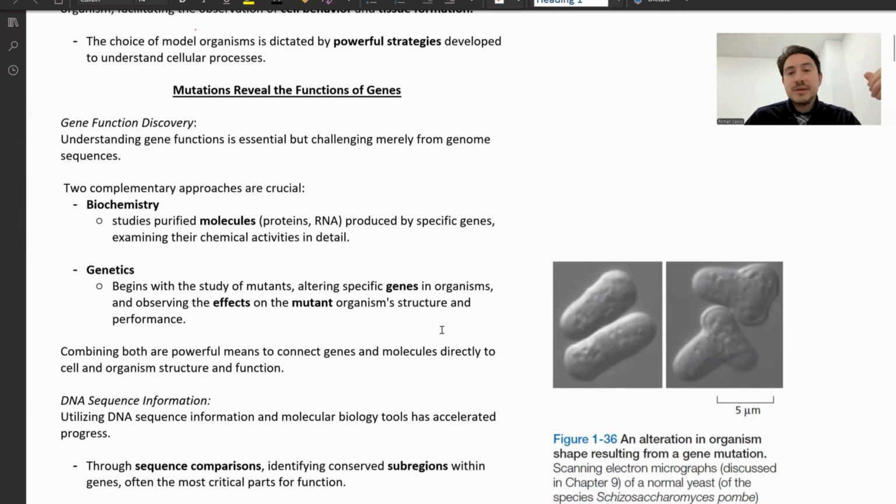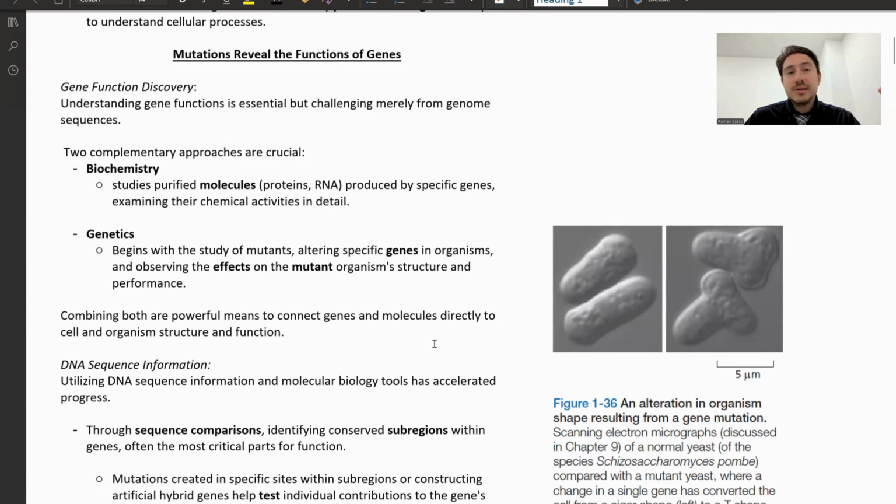One of the main things that molecular biologists need to understand is mutations, right? The whole principles of gene function, and the whole dogma of biology. In this case, we're going to talk about how mutations reveal the functions of genes. So, gene function discovery. Understanding gene functions is essential, right? But it is challenging. Just knowing the sequence of genomes is not enough.